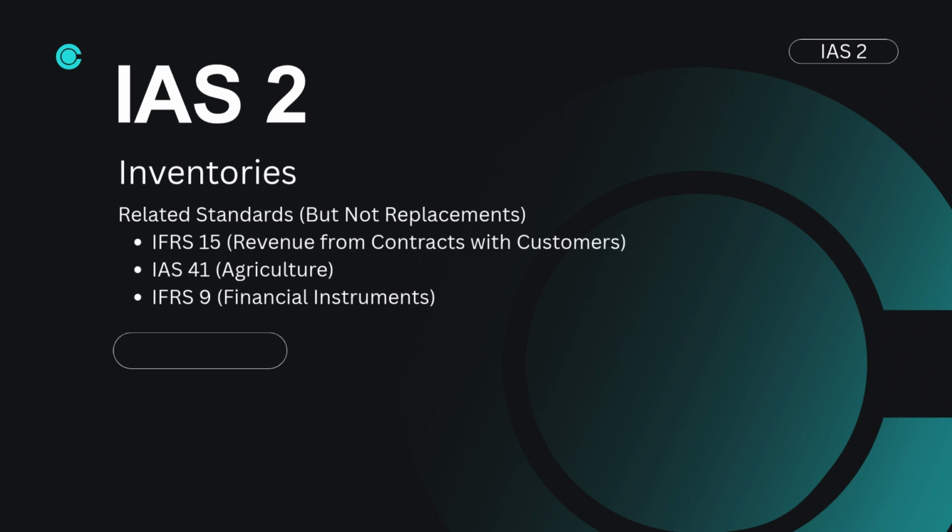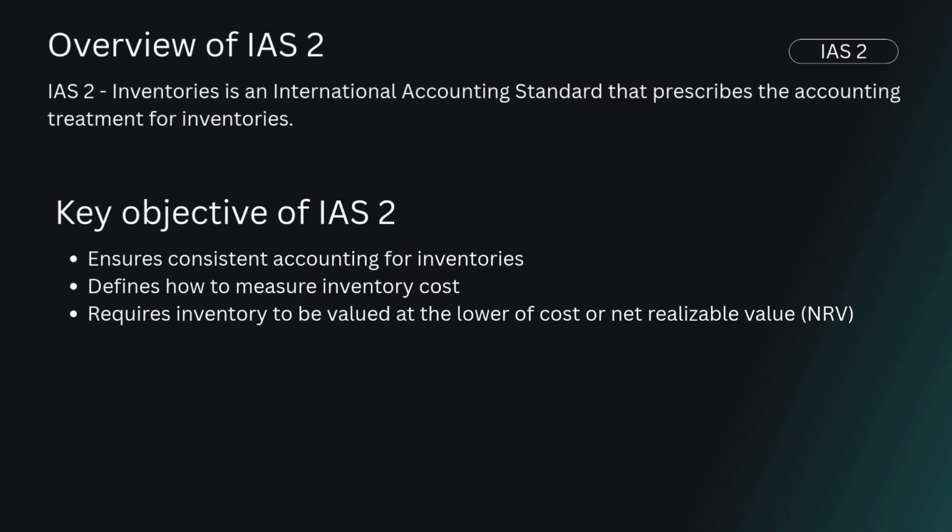In this video we will briefly discuss IAS 2 Inventories. IAS 2 remains the governing standard for inventory accounting under IFRS. Overview of IAS 2. IAS 2 Inventories is an international accounting standard that prescribes the accounting treatment for inventories. The key objective of IAS 2 is to ensure consistent accounting for inventories and define how to measure inventory cost. It requires inventory to be valued at the lower of cost or net realizable value.